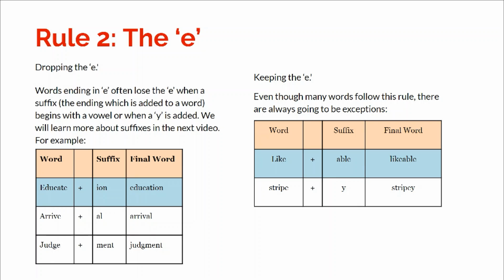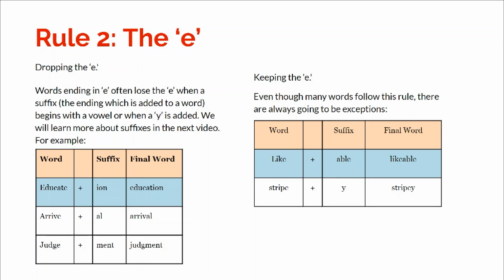We'll learn more about suffixes in the next video. For example, we can take a look at this table on the left here. For the word educate, we'll have the suffix ion, which means act of, and the final word becomes education. So if you notice, the E is dropped and removed from the word, and the ion is added. The same applies to the next two words, arrive and judge. Arrive becomes arrival, where the E is dropped, and judge becomes judgment, where the E is dropped again.